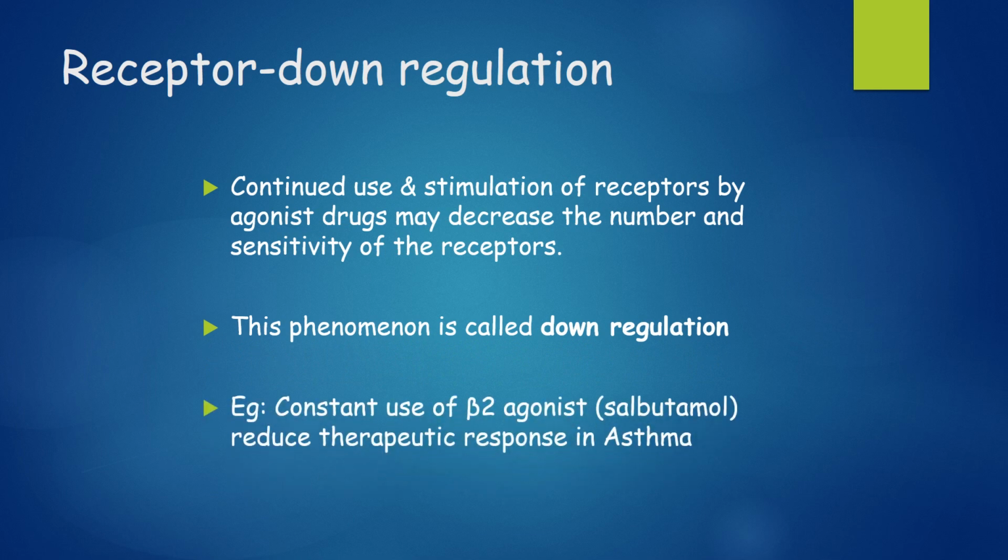Constant use of a beta agonist like salbutamol reduces the therapeutic response in asthma. So in the asthma patient, the drug of treatment is salbutamol, which increases the agonistic action and helps in bronchodilation. But when we constantly use these beta agonistic drugs, they will down regulate the receptors. So the initial amount of salbutamol may not be effective, or the salbutamol itself may not be effective after some time. So we will have to change the drug or change the dose of usage.